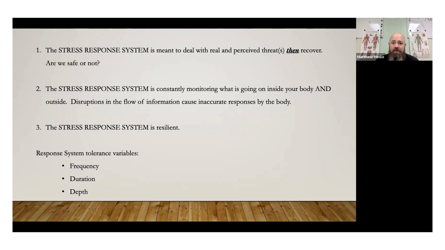So when we look at the stress response system, we want to keep in mind those three pieces: exteroception, neuroception, and interoception. And it allows us to figure out, do we need to guard? Do we need to put our walls up? Or are we safe? Can we let go? Can we decompress? Can we heal?